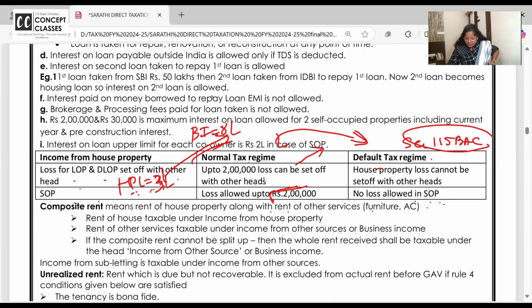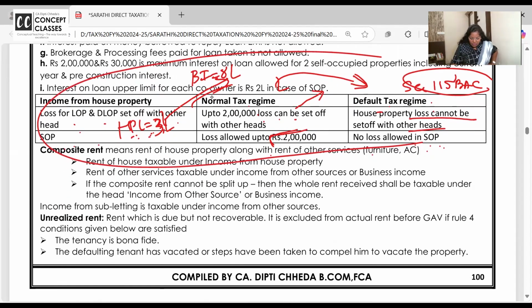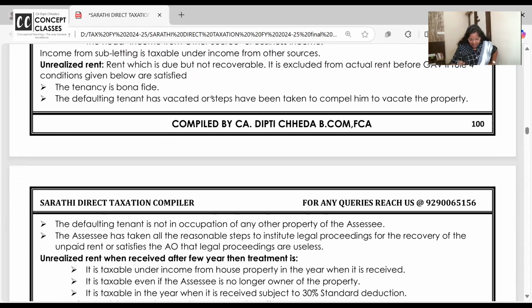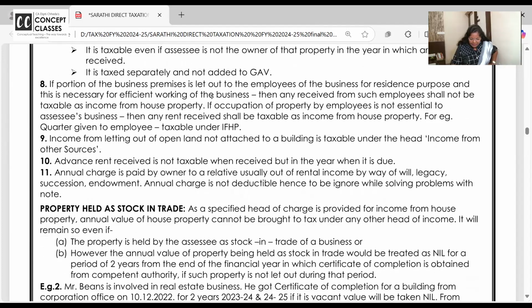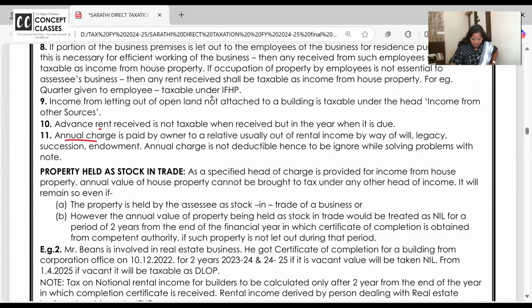So how much loss you can set off with other heads? 2 lakh in the normal tax regime. In default में तो आप कर ही नहीं सकते हो. House property loss can be set off only in house property income next year till 8 years. And if you have not followed, don't worry, in the respective chapters ahead. Composite मैंने clear कराया. Unrealized rent we did yesterday. Arrears of rent we did. And annual charge and all.